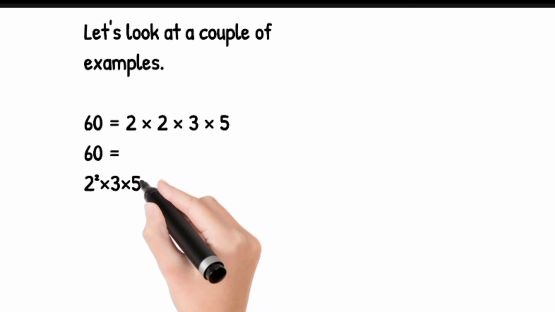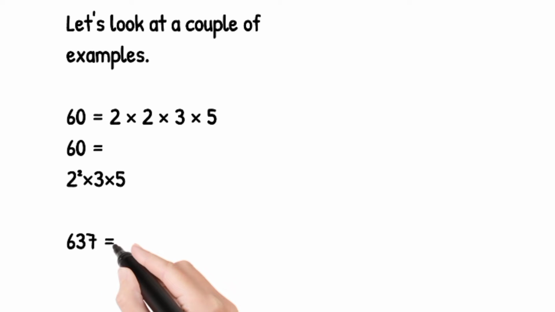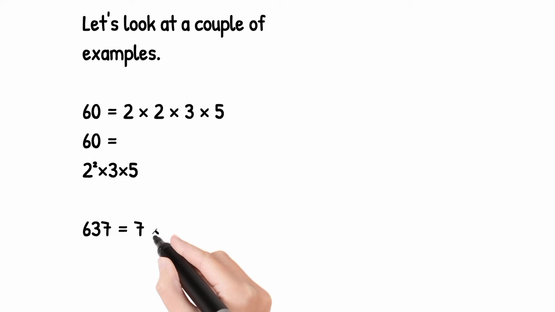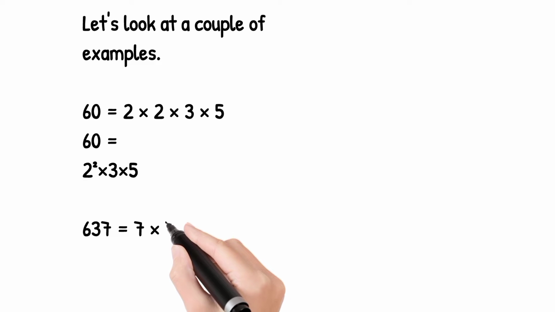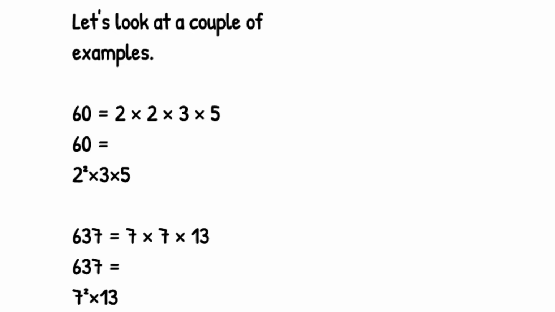Now the next example, let's take a random number 637, and you can divide it by 7. What you're going to get is 91. And you can divide 91 by 7 again. 7 into 13 is 91. So now you get 13, and 13 is a prime itself, so you can divide it by 13. So the way you write 637 as a product of primes is 7 times 7 times 13, or 7 square into 13.